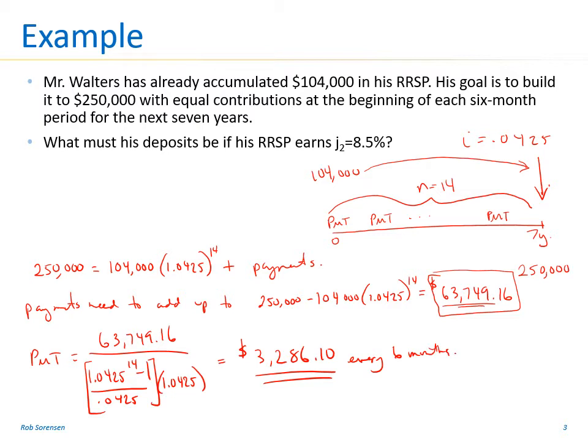We always got to remember what the periods are, don't we? So he's going to have to put in about $3,200 every 6 months, a little more than $500 a month. And he'll be all right when he gets to retirement. He'll have a full $250,000. Let me give you one to try out.